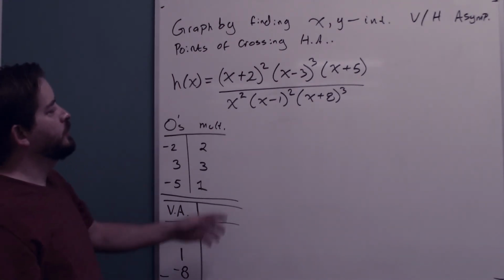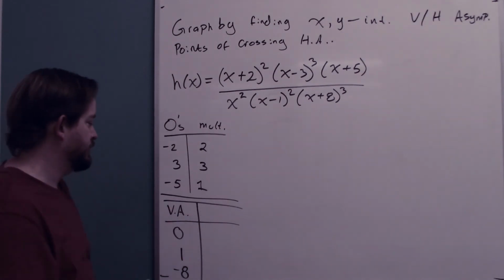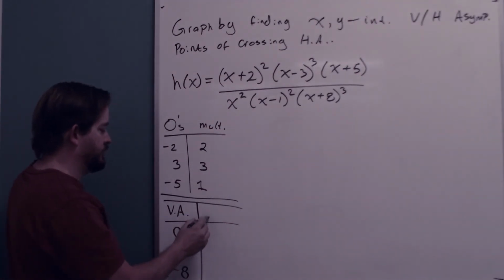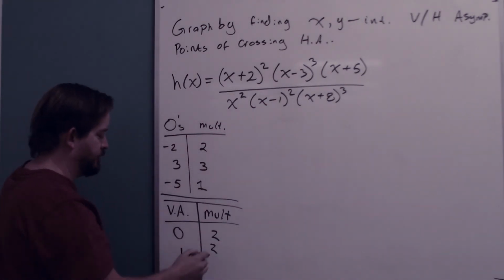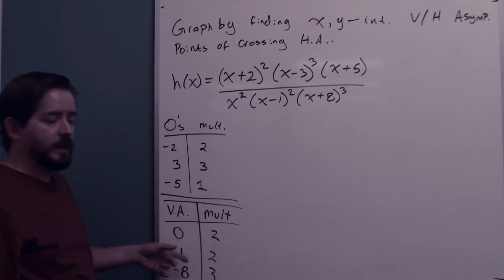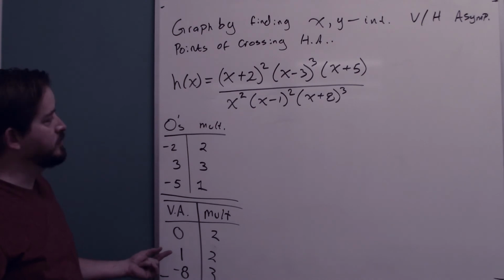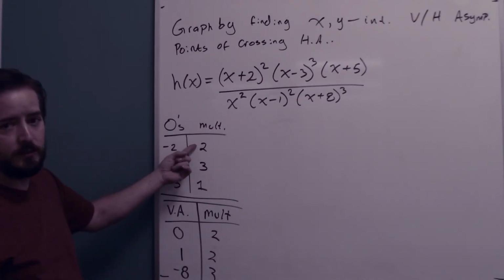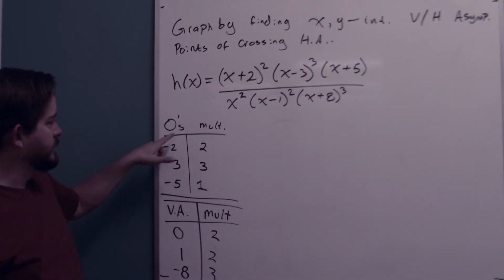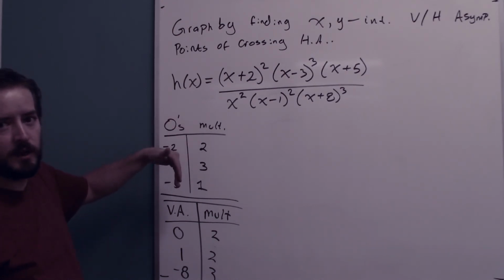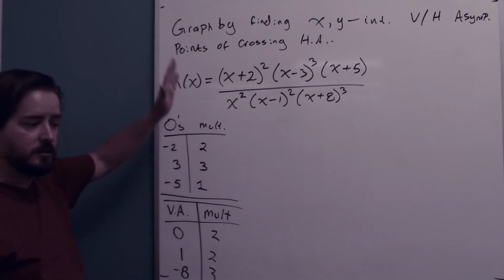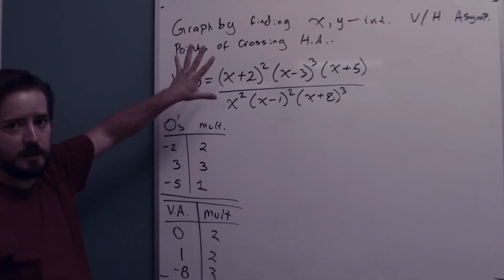It's also worth noting the multiplicity of these asymptotes. At 0, I have a multiplicity of 2. At negative 1, I have a multiplicity of 2, and then at 8, I have a multiplicity of 3. And the reason I'll note that is because the behavior around these asymptotes is similar to the behavior of my zeros. At a 0, an even multiplicity means I'm not going to go from negative to positive or from positive to negative. I'm going to just come down, touch, and then stay on the same side.